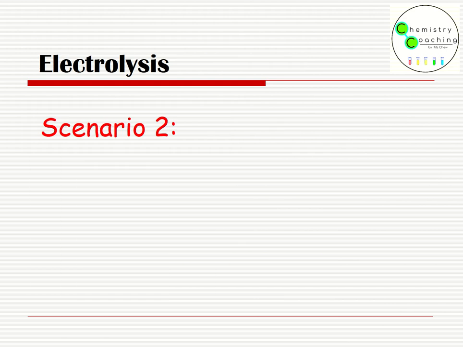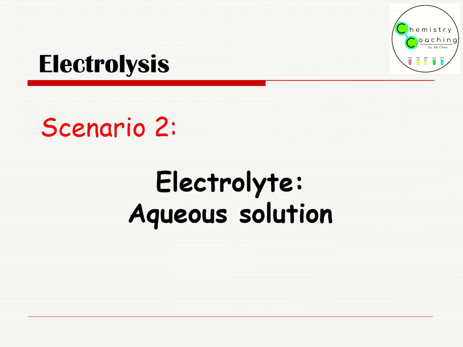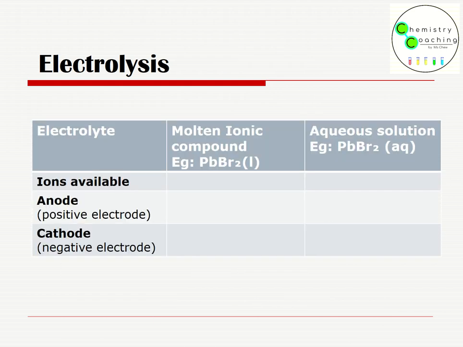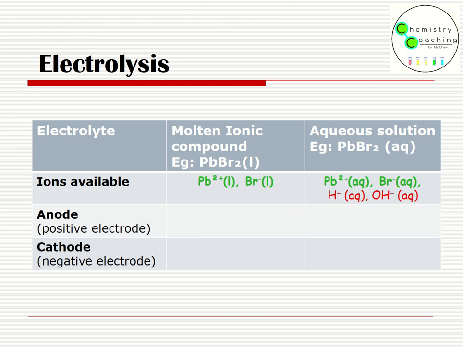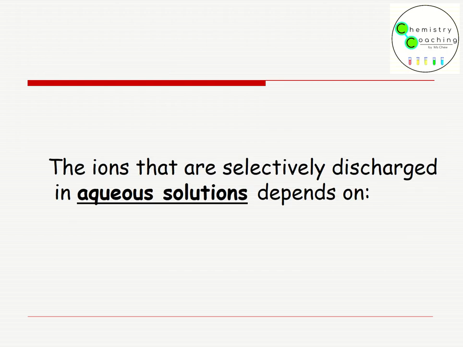What happens when aqueous solution is used? For example, when aqueous PbBr2 is used, besides Pb2+ and Br- ion, we also have water in aqueous solution which will be broken down into H+ and OH- ion. The tricky part is here. Which ion will be selectively discharged at anode? Should it be Br- or OH-? How about the cathode? Should it be lead 2+ ion or H+ ion?